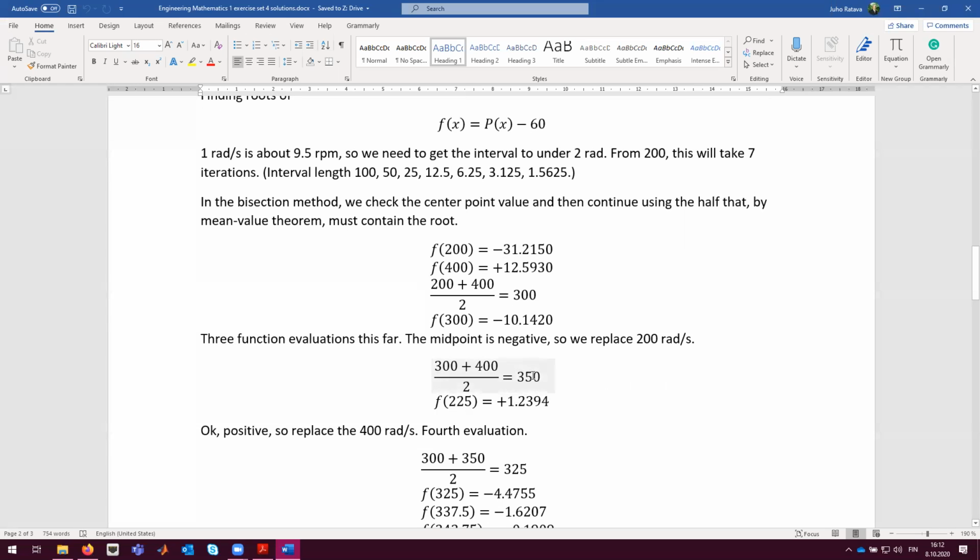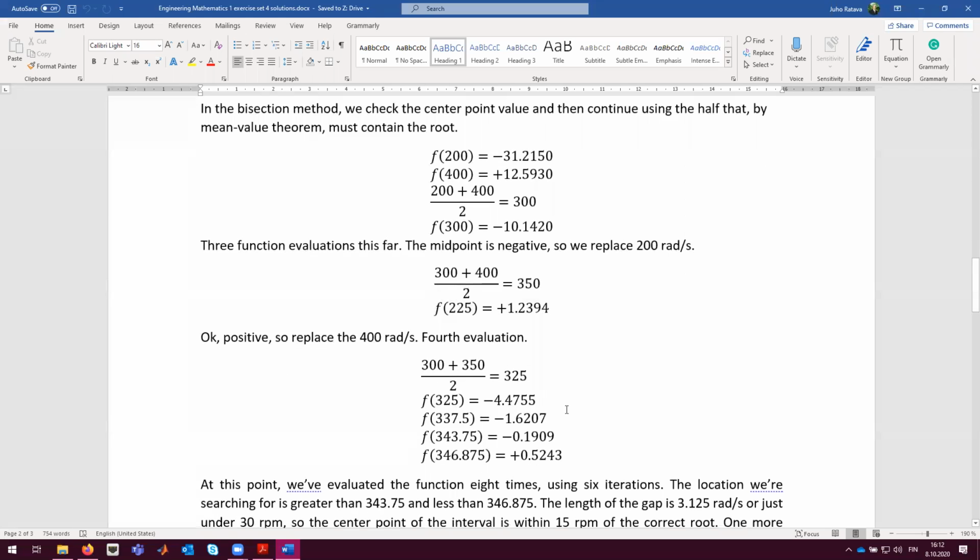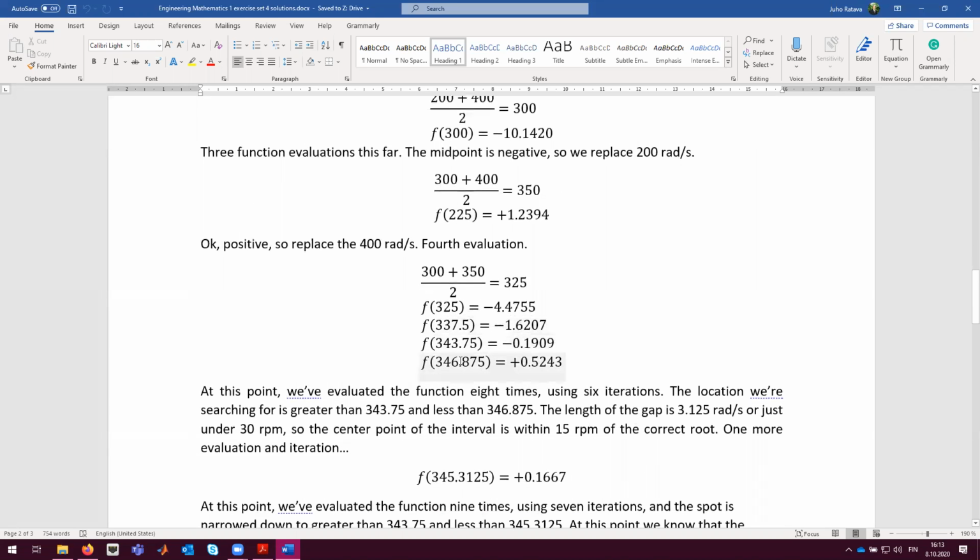And then calculate the new midpoint, calculate midpoint value. This is positive, so we replace the positive bound. And then fourth evaluation, and so on. Now I'm starting to skip some steps, but we're doing essentially the same: midpoint, check value, midpoint, check value, midpoint, check value. Count how many times you need to calculate the function values, how many evaluations you had, and there's this value here.